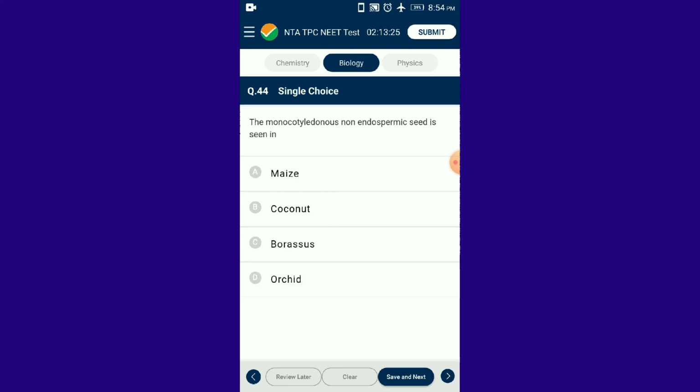Question number 44. The monocotyledonous non-endospermic seed is seen in orchid. The endosperm is the nutritive tissue in the seed and it provides nourishment to the developing embryo. In some seeds, the entire endosperm is utilized by the developing embryo.